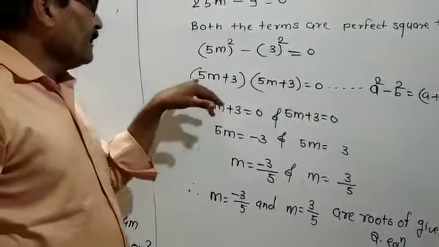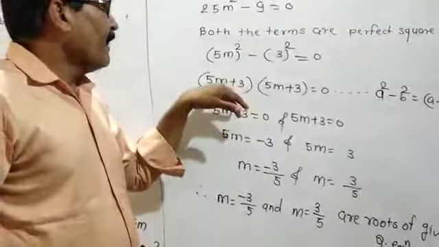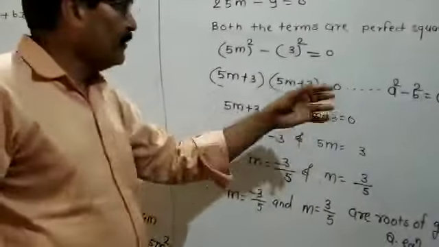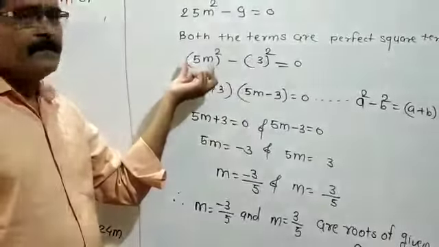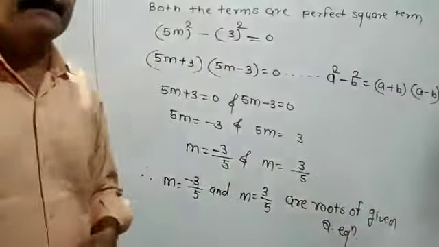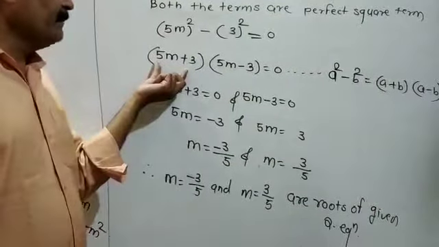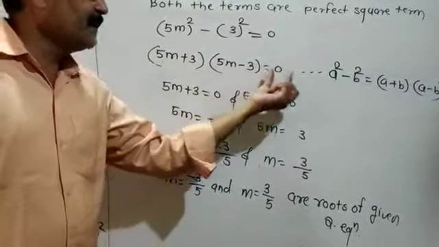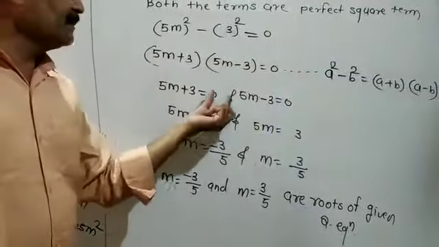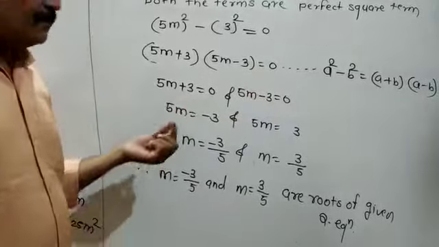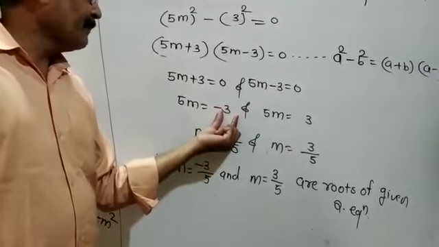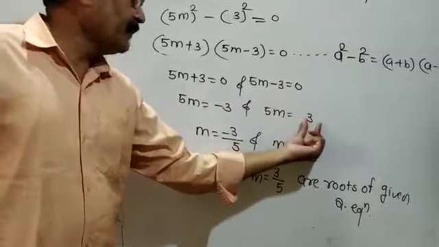Then you have to say that (5m plus 3) in one bracket, (5m minus 3) in another bracket is equal to 0. You have to equate this with 0. 5m plus 3 is equal to 0, 5m minus 3 is equal to 0. Transpose this plus 3 to that side, that becomes minus 3. Transpose this minus 3 to that side, that becomes plus 3.